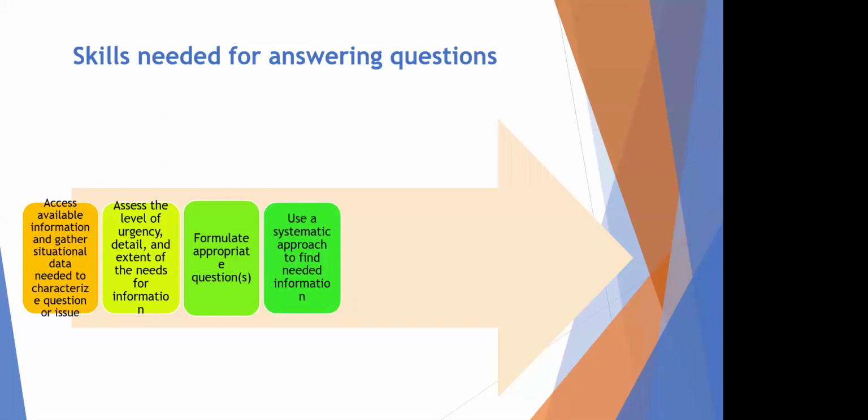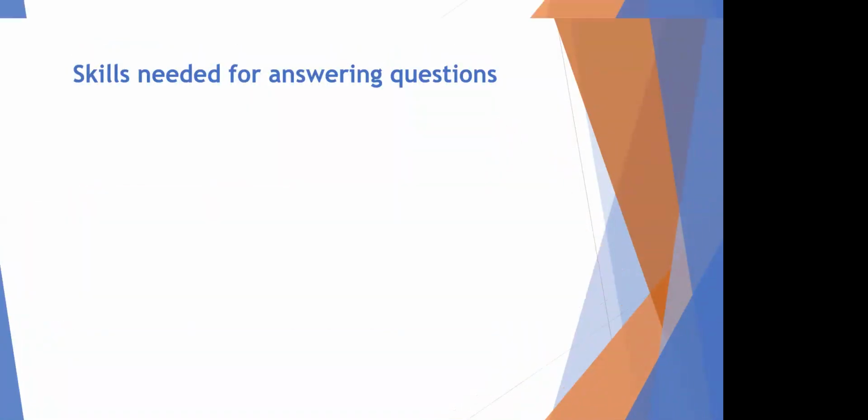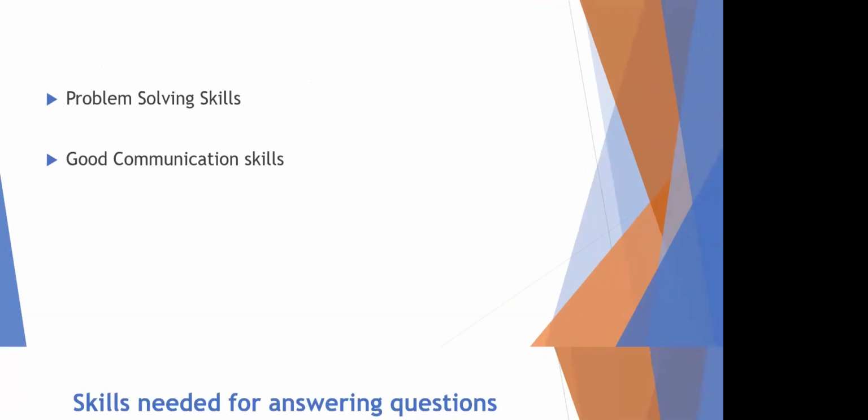Then we use a systematic approach to find the needed information. When you get the information, you evaluate it critically for validity and applicability. This information that I have, does it suit this particular patient? Does it suit this particular situation? Which is a part of critical thinking. Sorry, problem solving skill.